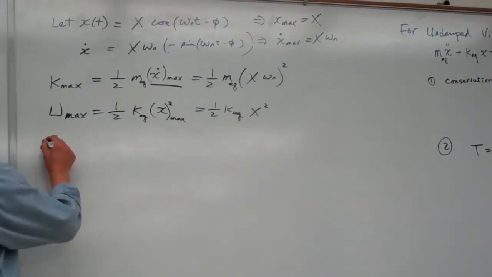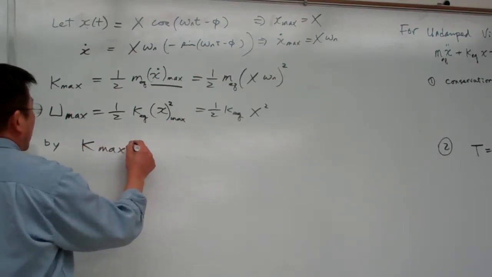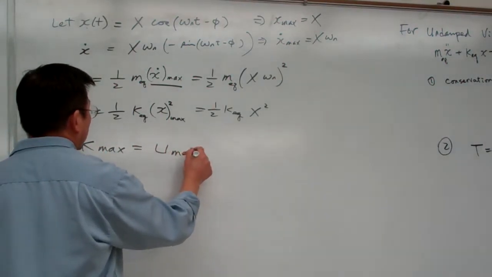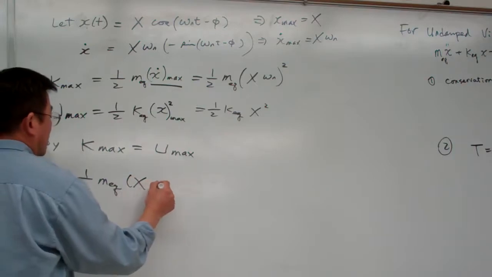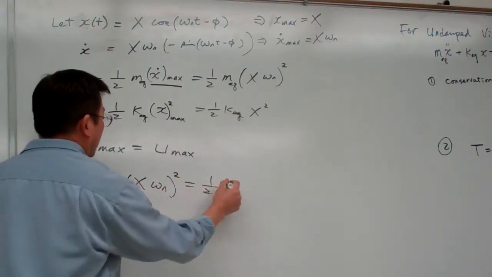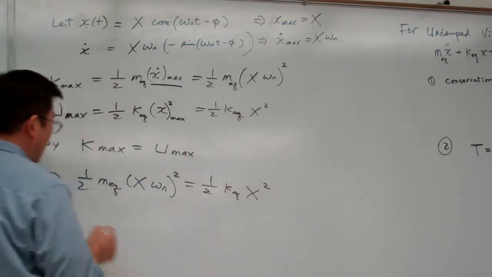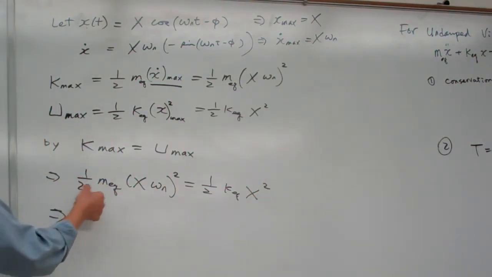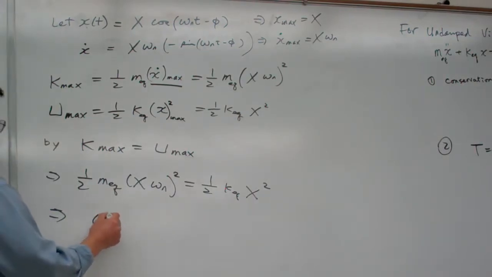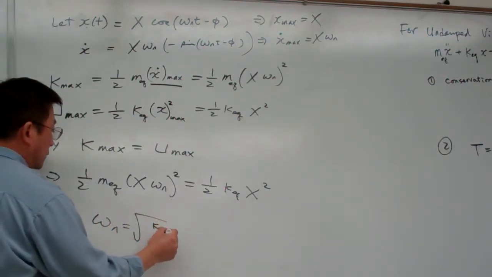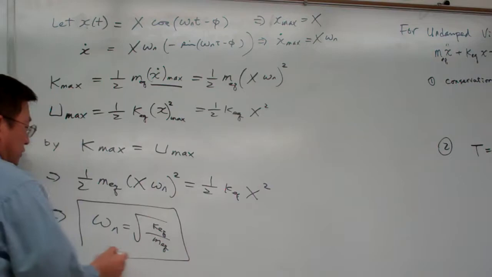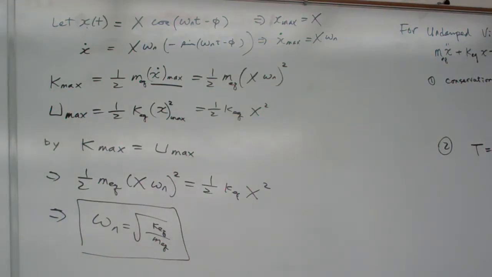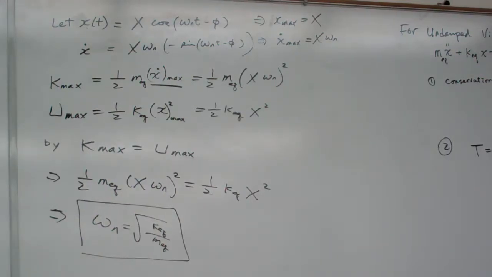So by using the maximum kinetic energy equal to the maximum potential energy, we have 1/2 m eq capital X omega n squared equal to 1/2 k eq capital X squared. So from here we can cancel the common terms from both sides. You can see omega n basically equals the square root of k eq divided by m eq. So this leads to the same expression of the natural frequency without going through the equation of motion. And we can look at one example here.